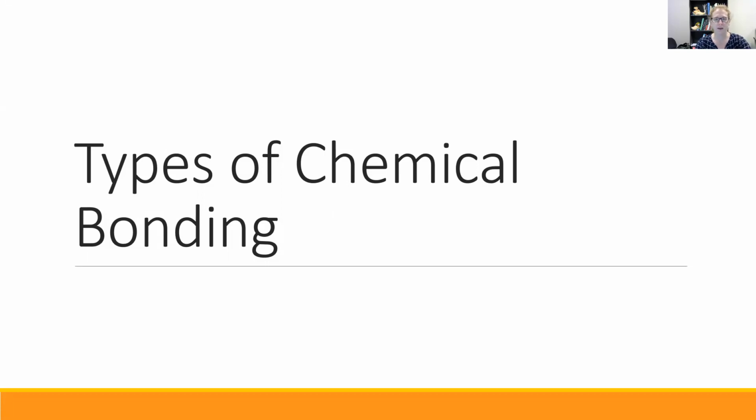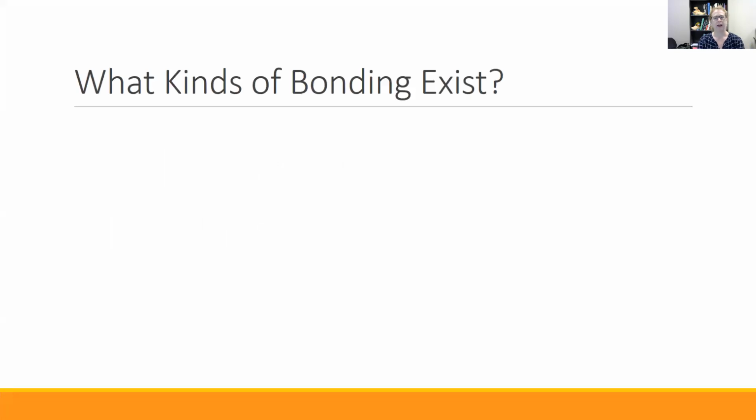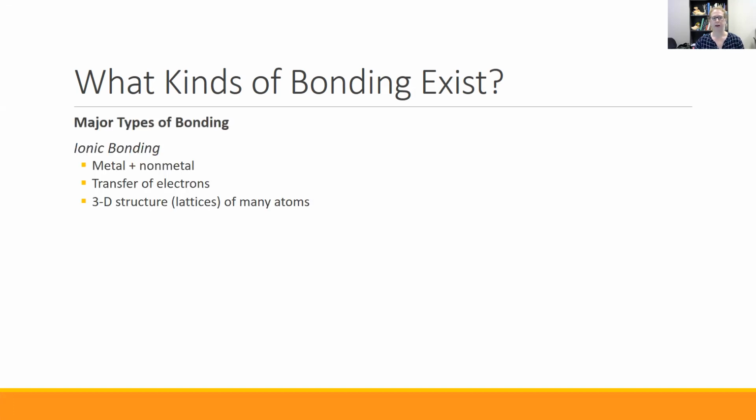Everyone, let's take a quick look at the types of chemical bonding. The first thing I need you to know is that there's sort of three main categories of bonding that exist, and we're going to add a fourth one in a little bit. But the three main categories you want to have in your head for now are ionic bonding.